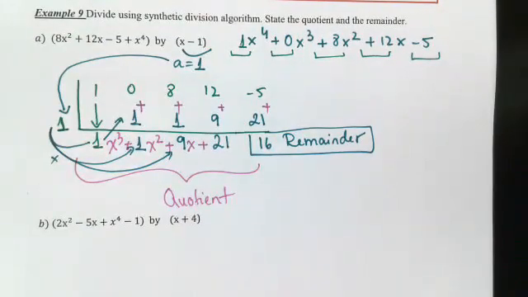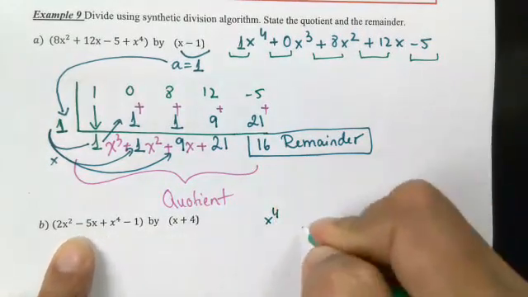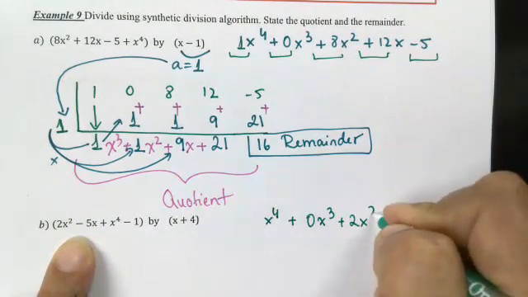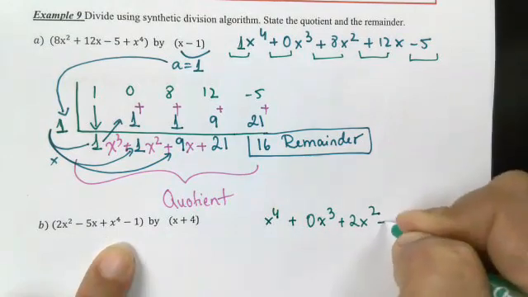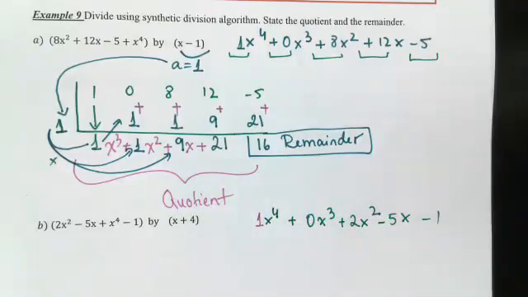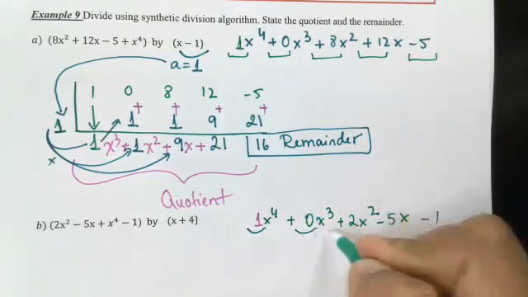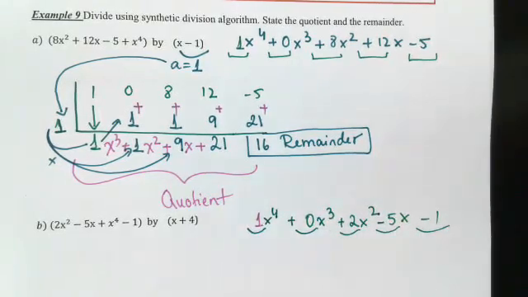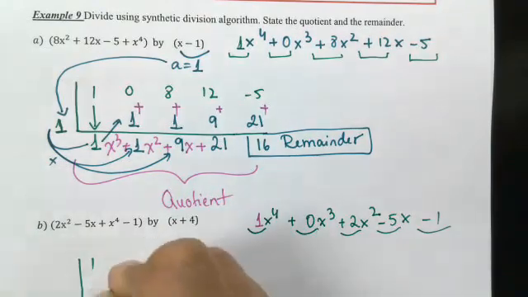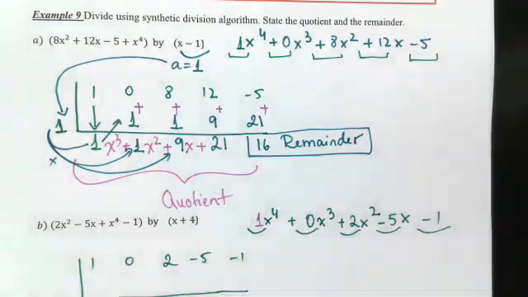One more. Let's write it in order. X to the 4 plus 0x cubed plus 2x squared minus 5x minus 1. So we have a 1 here. If we don't see it, make sure you write it. It's not 0 in front of x to the 4. It's 1. Those are our coefficients. So let's set it up. 1, 0, 2, negative 5, negative 1.